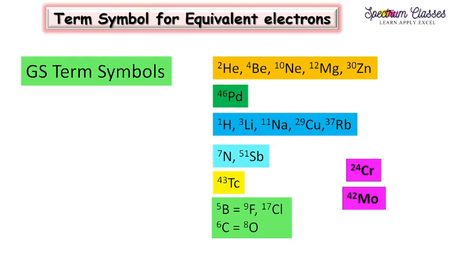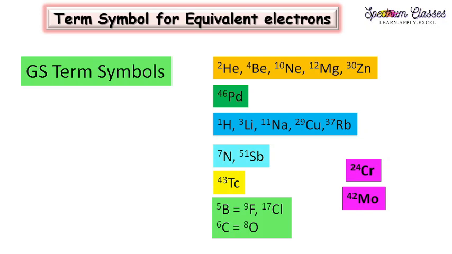This is my next video on the topic ground state term symbols. In this video, I am going to discuss some tricks and the concept behind the ground state term symbols prediction for many of the elements which are present in the periodic table. Here I have summarized a few of the elements which I am going to solve, and I will share a trick with you so that you can easily identify the ground state term symbol and predict it in less than 30 seconds.